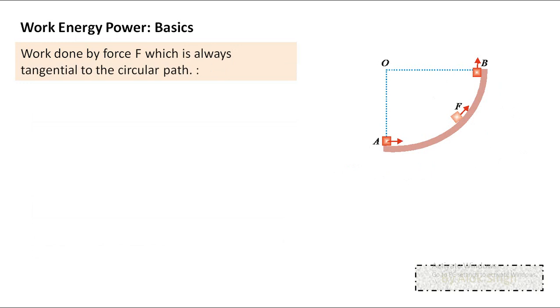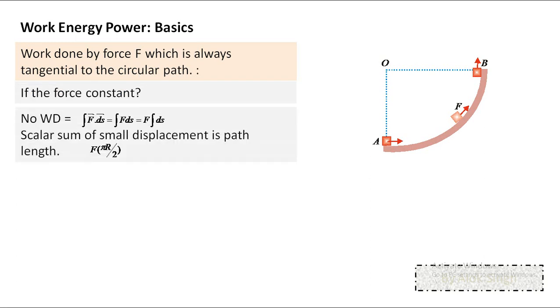Now we will take one more variety of force. Work done by a force which is always tangential to a circular path. So the object is moved along the arc of a circle from A to B. Force is acting in such a way that it is always tangential. If the force is constant, so what will be the work done by F?